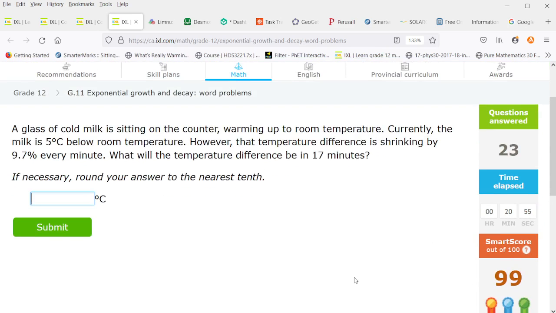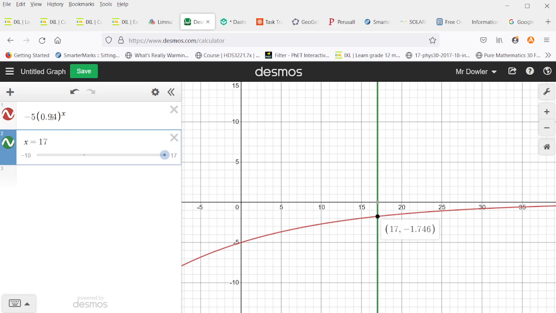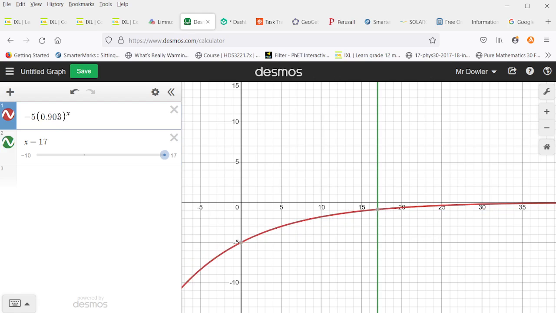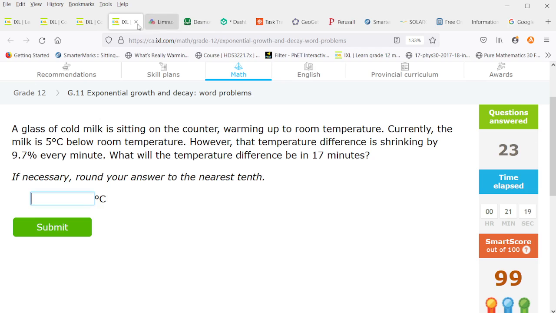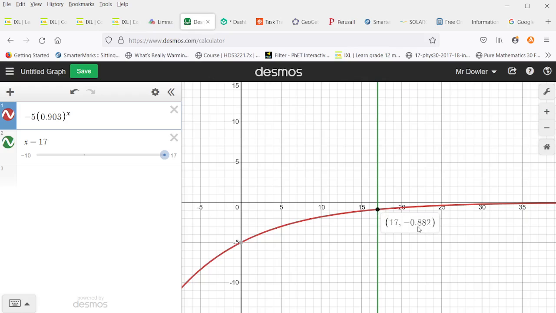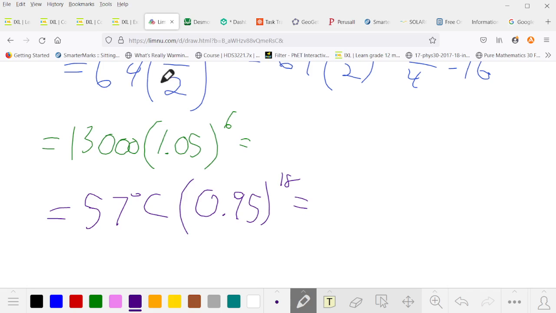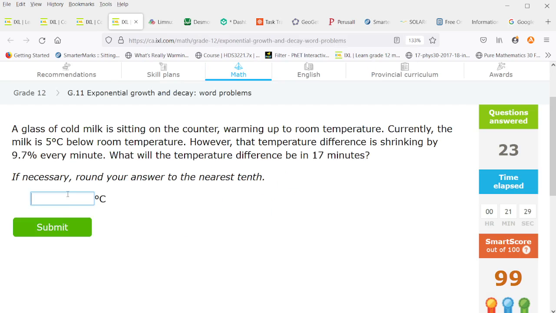Now, we are almost done. A glass of cold milk is sitting on the counter warming up to room temperature. Currently it's 5 degrees below room temperature. However, that difference is shrinking by 9.7% every minute. What will the temperature difference be in 17 minutes? This is almost the same as this. It's just a different base. So that 9.7% deduction gives us a 90.3% difference. So now we are 0.882 degrees away, or 0.9.